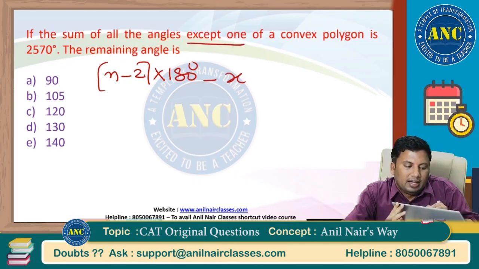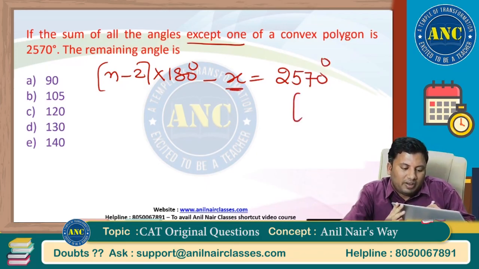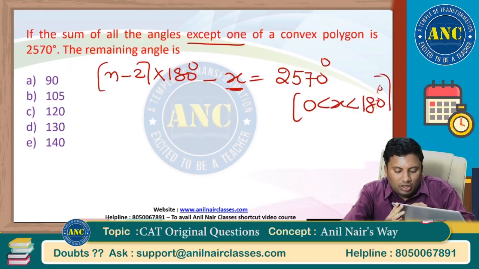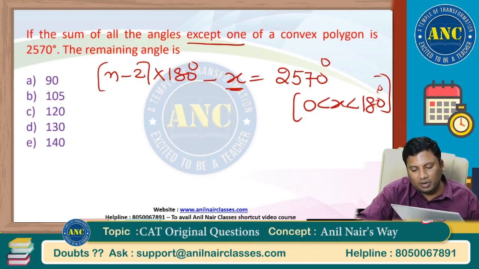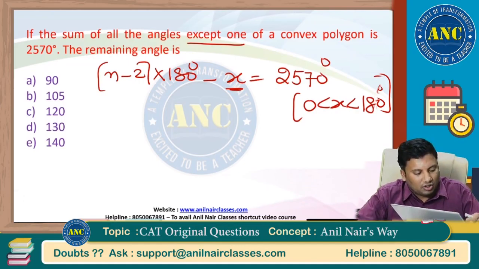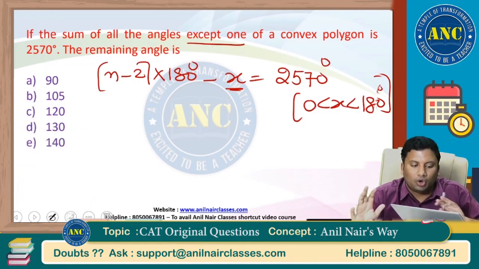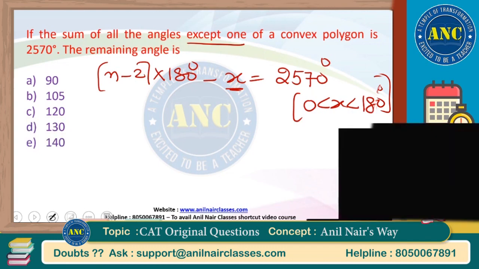Except one angle, minus x equivalent to 2570 degrees. This is a convex polygon. Every angle should lie from 0 to 180. So (n minus 2) into 180 minus x equivalent to 2570 degrees. Now see here, you don't need to solve for n and x. That's an idea.